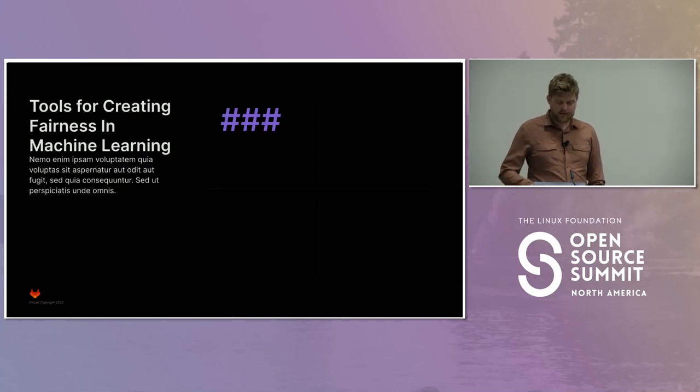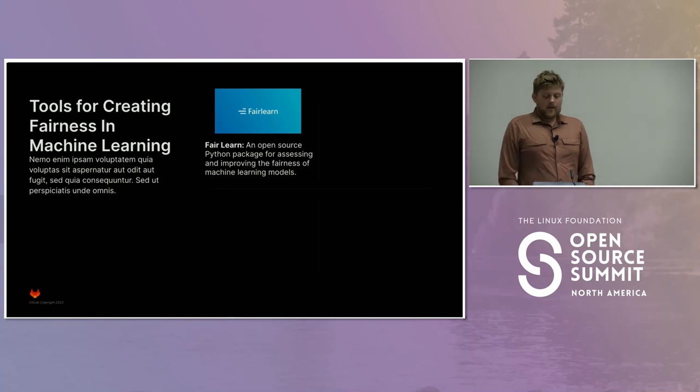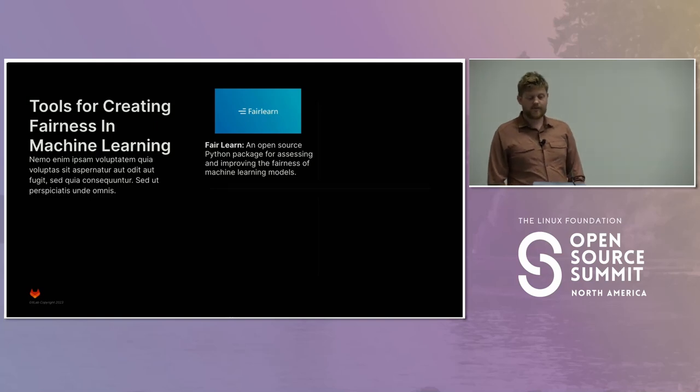Tools for creating fairness in machine learning. So here we have a few of the different open source tools that people are currently using to recreate fairness in their algorithms. FairLearn is an open source Python package that is used to assess and improve fairness in machine learning models. Being open source, it allows for contributions from a large community of users. This can lead to different perspectives, different ideas, and ultimately more effective solutions for addressing bias in machine learning.